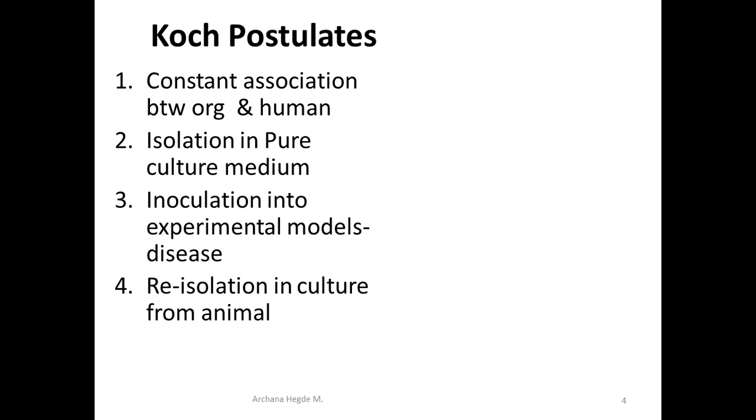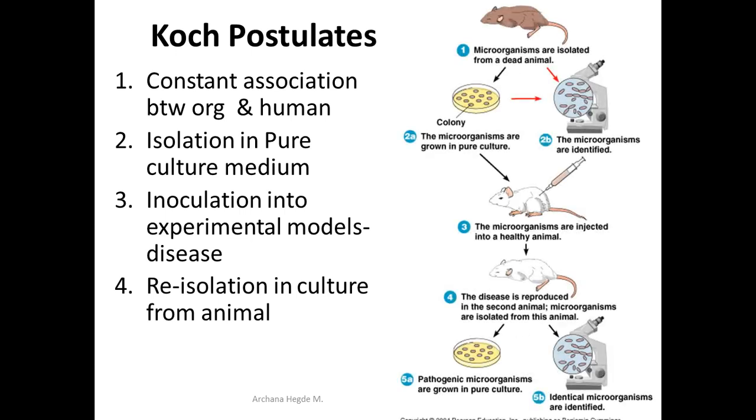The fourth is re-isolation in culture from the animal. From the experimental animal which got the disease from the inoculated organism, we again take the culture, and re-isolation is done in the lab. This image shows the Koch postulates: microorganisms are isolated from a dead animal, viewed under the microscope, and grown in pure culture. From the pure culture, the organism is inoculated into a healthy animal, and the disease is reproduced in the experimental animal. Microorganisms are isolated from this second animal again, and the pathogenic organisms are grown in pure culture.